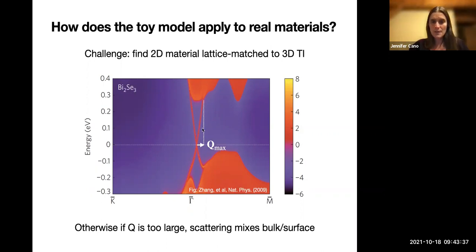But the problem is that actually the Dirac cone in bismuth selenide is quite steep. And so this wave vector Q that comes out is too big. What we need is some wave vector Q that just mixes the surface states with each other. But when Q is too big, it'll start mixing the surface states and the bulk states. And then our theory is going to break down. And so we realized that it's going to be quite difficult to make one of these twisted heterostructures on the surface of, say, bismuth selenide, which is in this family of the most famous 3D TIs.